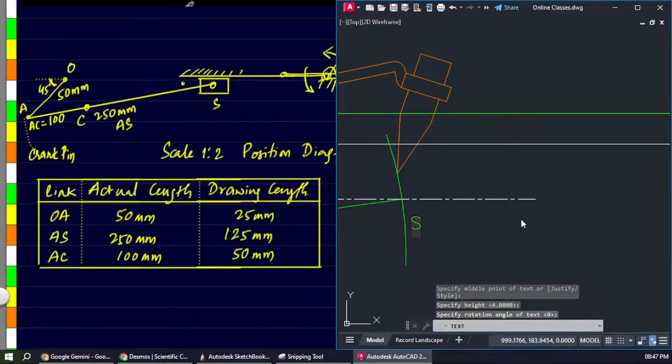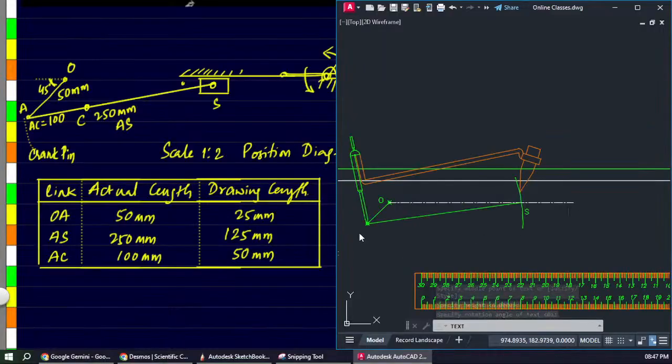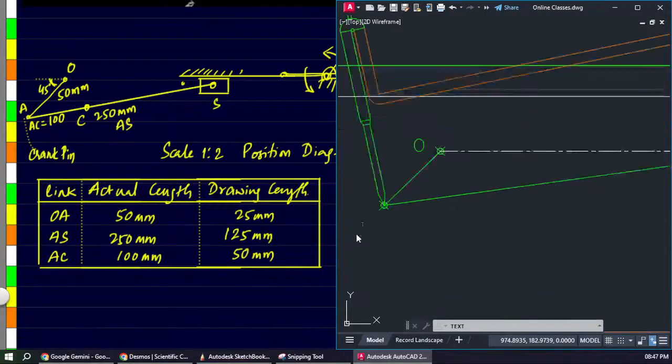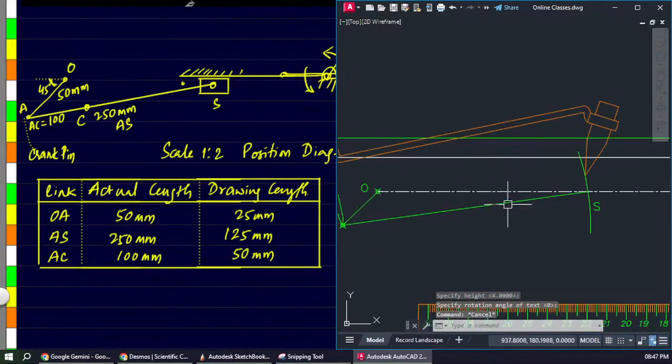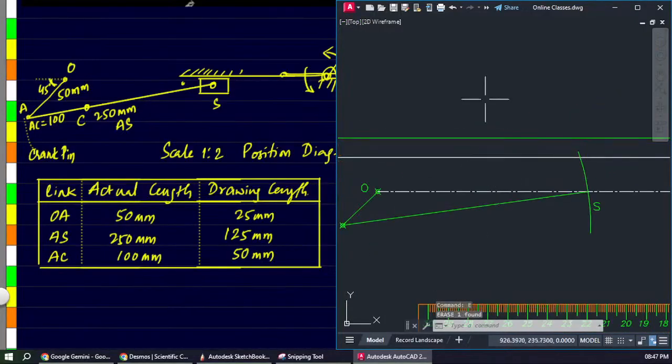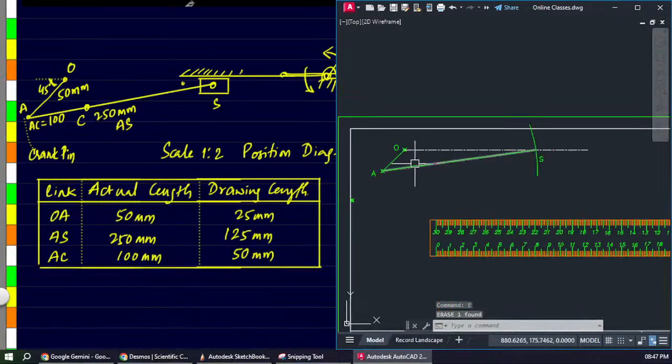Let's quickly name it with capital S, of course, and then this point over here is our point E. So let's quickly write it as E. So this completes our position diagram. Once the position diagram is done, we will have to proceed to draw the velocity diagram.